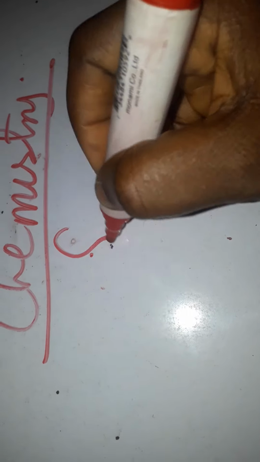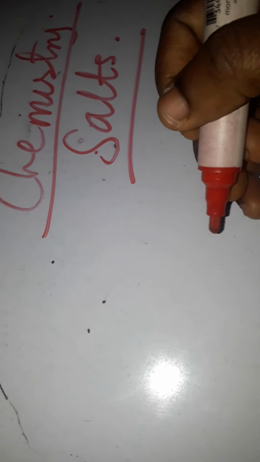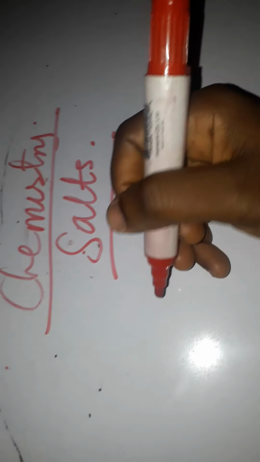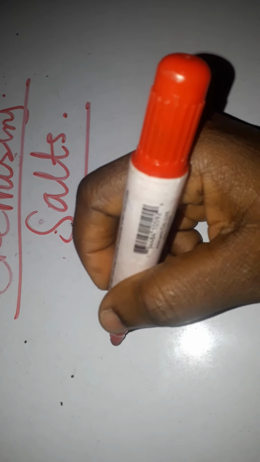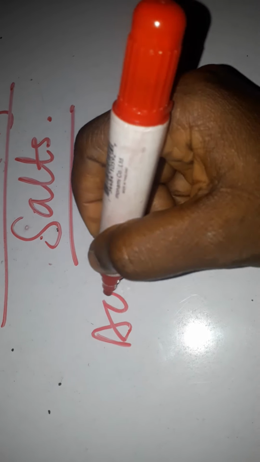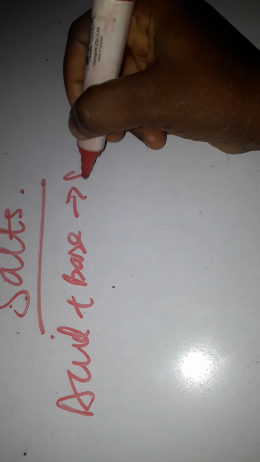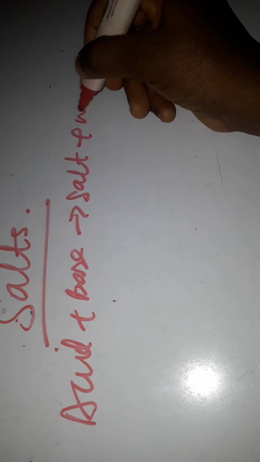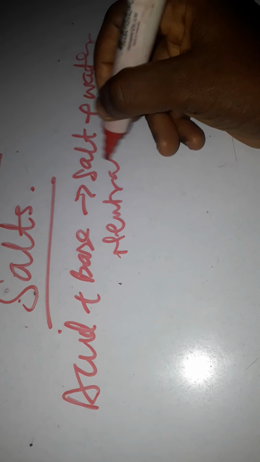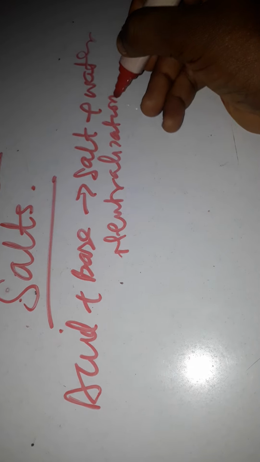The topic we're having in chemistry today is salts. The last time we treated acids, bases, and their chemical and physical properties. Today we are looking at salts. I want you to recall that when an acid reacts with a base, you get salt and water. This is a neutralization reaction. So it means a salt is formed when acids and bases react together.